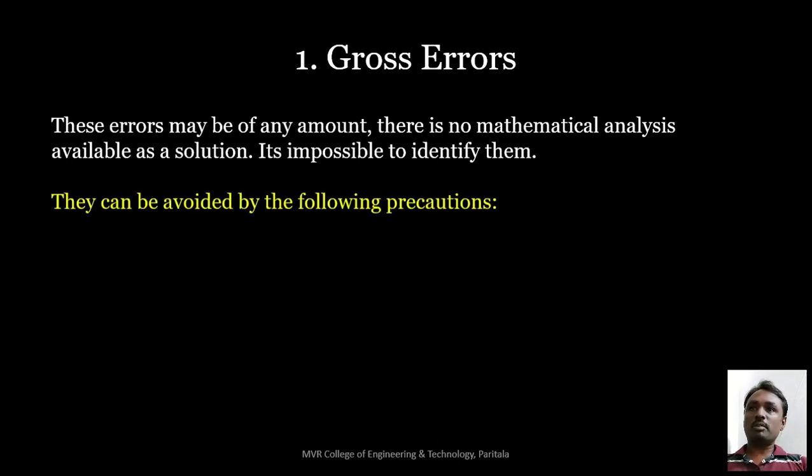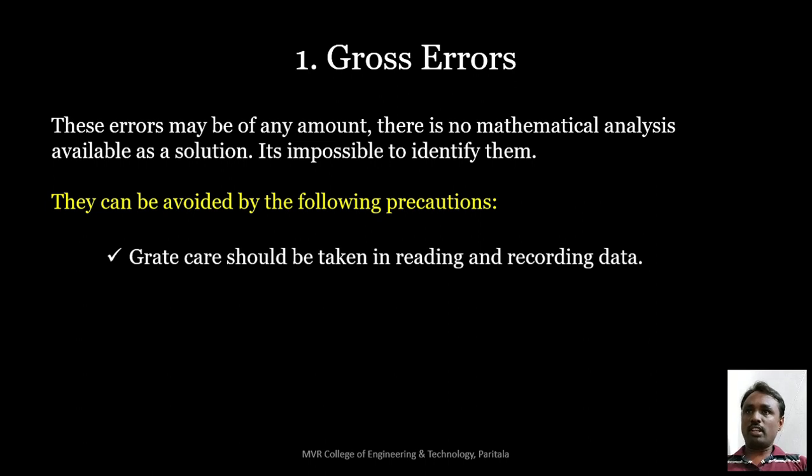So these can be avoided. If you want to note some error, after the final conclusion we need to write how to avoid those errors. These are the ways to avoid these errors. They can be avoided by the following precautions. The first one: great care should be taken in reading and recording the data. Great care must be taken while reading, so we have to focus on the scale only, then only we can read carefully.